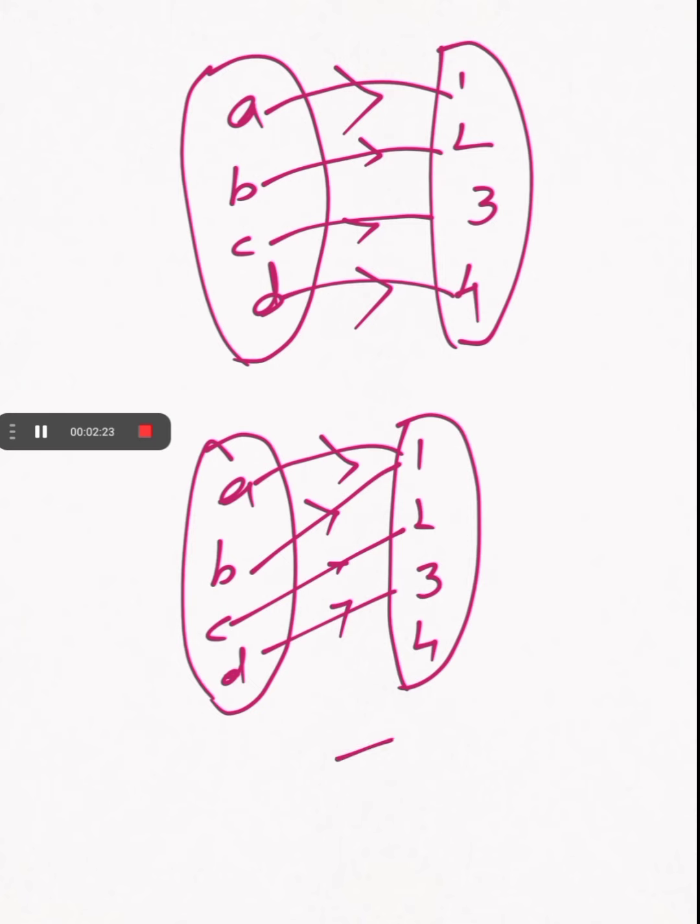Why? What is the definition of one-to-one function? Every input has a unique output, right? Here, the inputs A and B have the same output, so it's not a one-to-one function. One-to-one function must have a unique output. The first is a one-to-one function. This is not a one-to-one function, but it is a function. Are you clear? Okay. Then the next topic is horizontal line test.